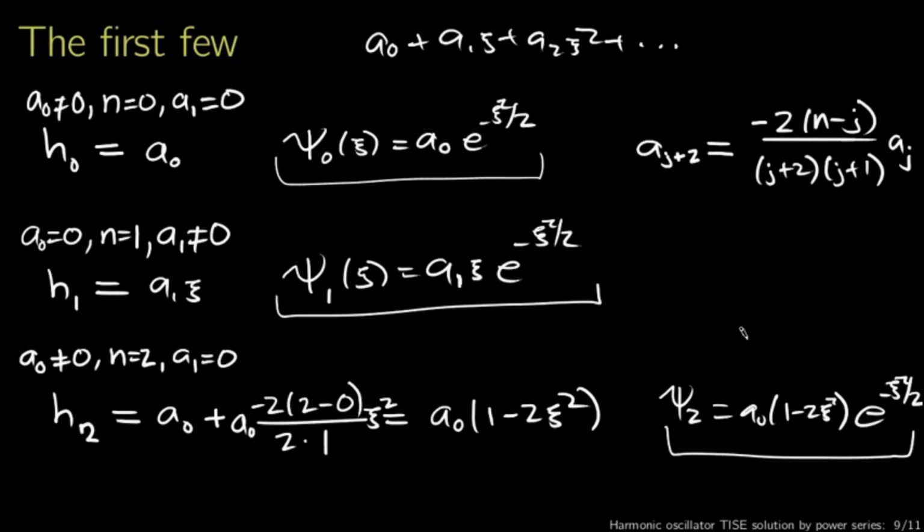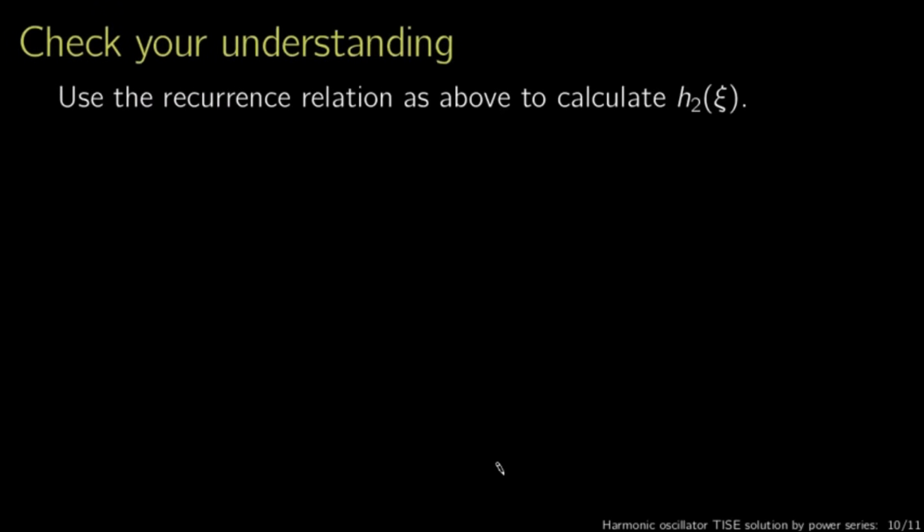So you can continue plugging in higher and higher values of n and using the appropriate 0 versus non-zero values of a0 and a1. So to check your understanding, use the recurrence relation as above to calculate not h2, that's too easy, I just did it for you. Calculate h3. So figure out what value of n you use to terminate, figure out which of the a0 or a1 have to be non-zero, and go through to determine the terms in the polynomial h3.